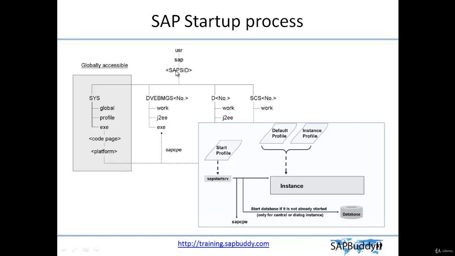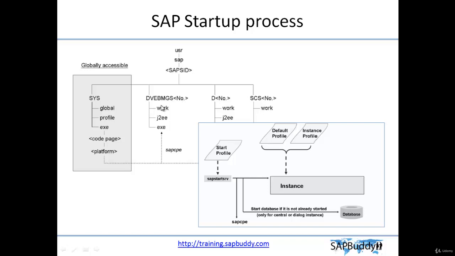Let's assume this system is a central instance which has an ABAP stack. In this case, you will have one subdirectory inside this SAP SID which is named DVEBMGS. Each letter describes one work process, and you will have one 2-digit number. This 2-digit number will be the instance number. In our case, the instance number which we are using is 00.